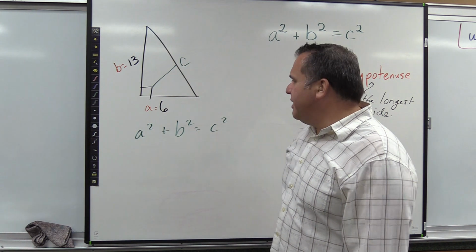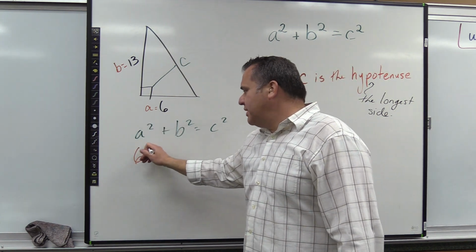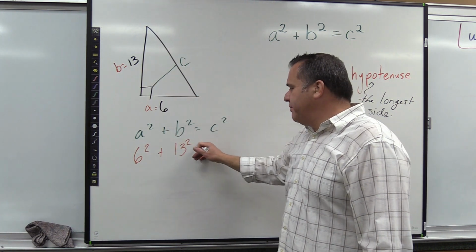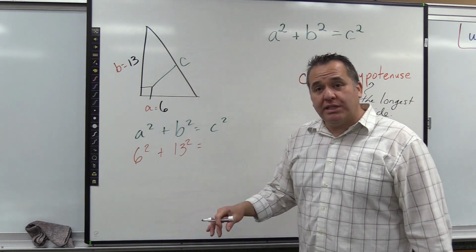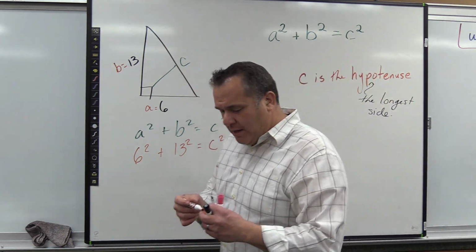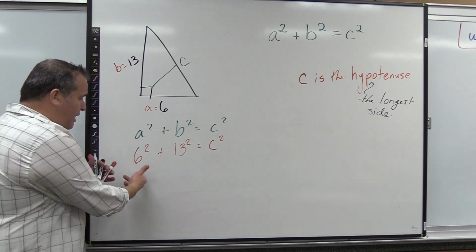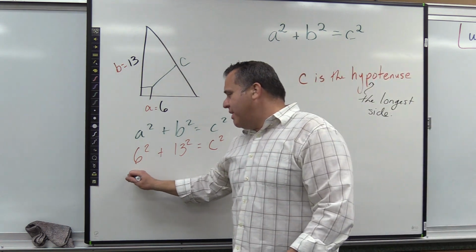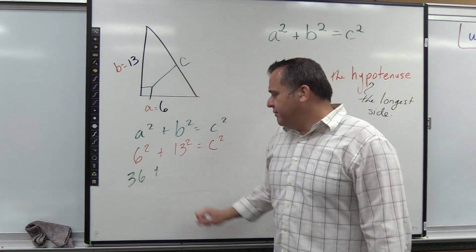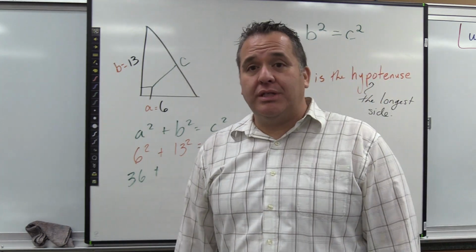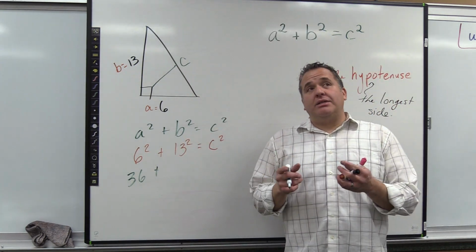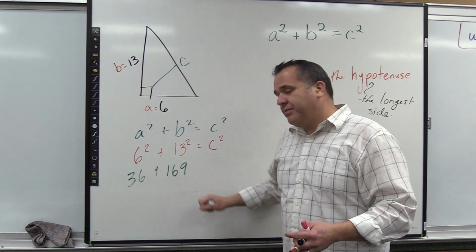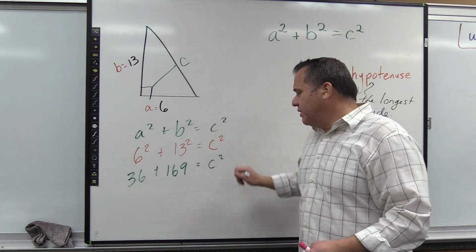Now, let's go ahead. A we said is 6, so I'm going to put 6 squared plus. B is going to be 13, so I'm going to put 13 squared equals. And we don't know what C is, so I'm going to leave it C squared. Okay? Now, let's get rid of these squares. What's 6 squared? 6 times 6. And 6 times 6, everybody should know, was 36. Plus 13 squared. 13 times 13. Boy, that might be a little big, but if you don't know, work it out. But I'm going to tell you right now, that's 169. Okay? And that's all going to equal C squared.